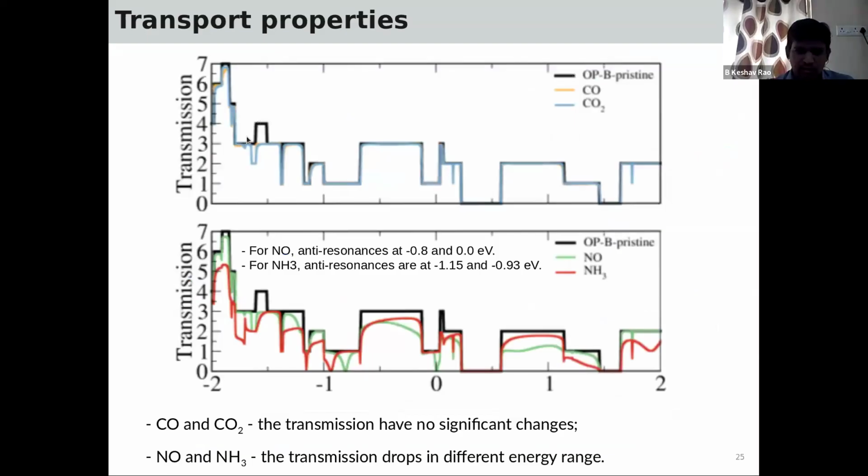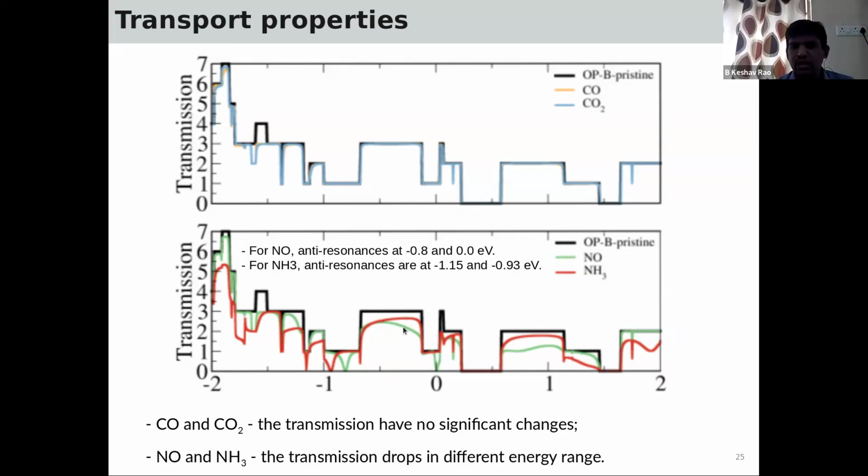The transmission curve, the black one, was overlapped with CO and CO2. Here, CO2 has transmission curves just overlapped with the pristine one. So there is no change when CO and CO2 get absorbed. But when NO and NS3 get absorbed, we can see the change in the curves. They are displaced downwards. In the green curve, around zero, we can see the discrimination, as well as around 1. The green color shows the highest resistance compared to red.